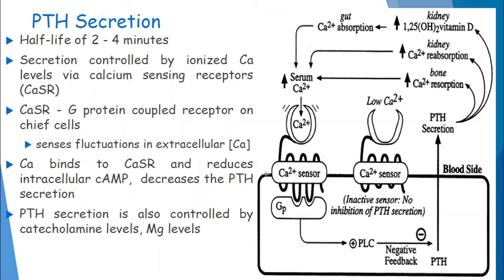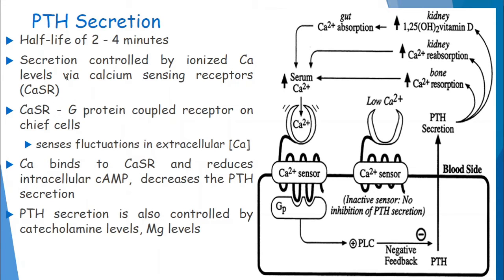The parathyroid hormone has a half-life of 2 to 4 minutes. A half-life indicates how fast the hormone is removed, or the time taken for 50% of the parathyroid hormone to be removed from your circulation. So in about 2 to 4 minutes, half of the parathyroid hormone that has been released from the parathyroid gland will be removed.